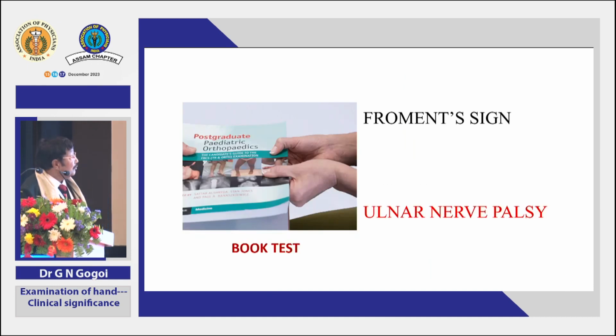And then we go for the ulnar palsy. We do the book test and see the adductor pollicis is paralyzed because of the ulnar lesion. So flexor pollicis will take the upper hand, which is supplied by the median nerve.